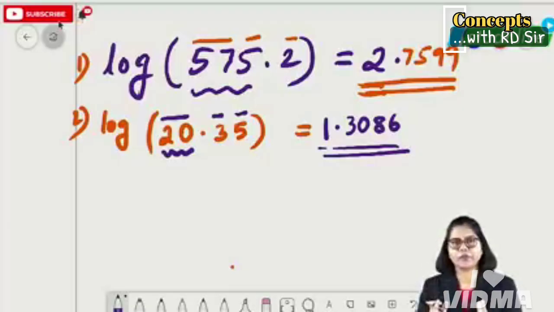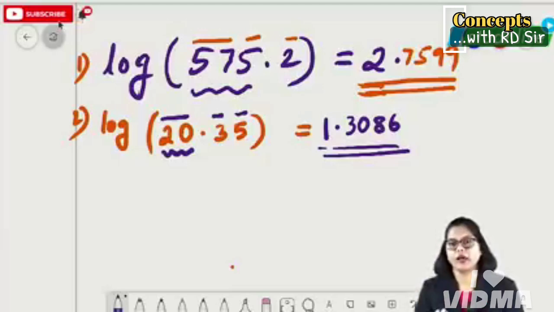So this is the first method which we have learned for which type of number, students, which is more than 0. Right? So this is that number rule. Have you all understood? Two things always we have to find out, characteristics and mantissa. Right? Now, let us talk about the second part.